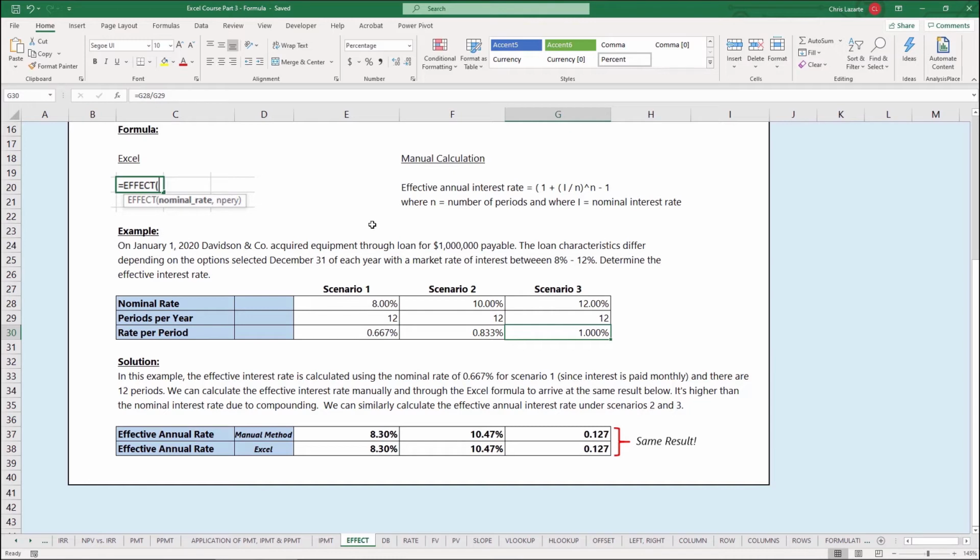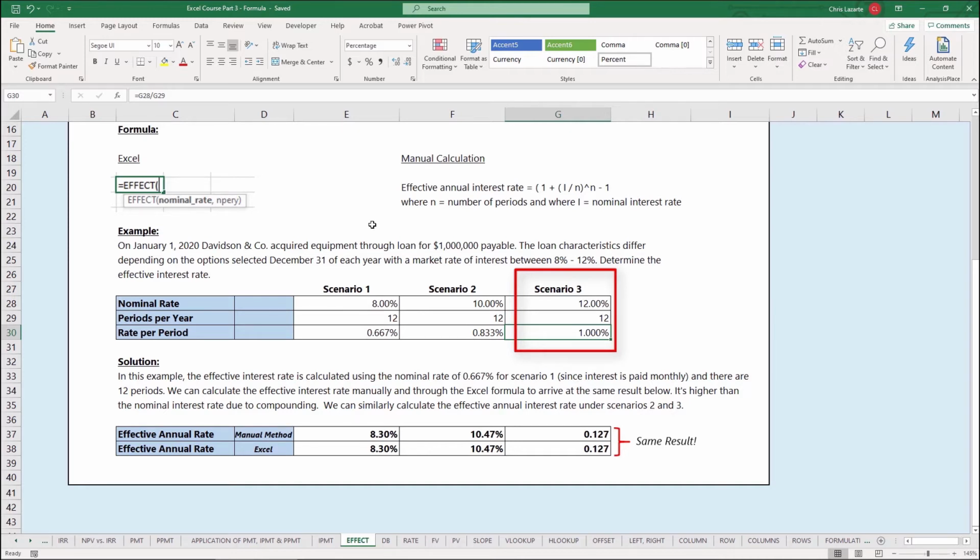If we take a look at the different scenarios in rows 27 through 30, we can see that scenario 1 has a nominal interest rate of 8%, and if you divide that by 12 for the 12 payment periods for the year, it translates into a rate per period of 0.667%. Scenario 2 is 10% and 0.833% per period, and scenario 3 is 12% for the year or 1% per period.